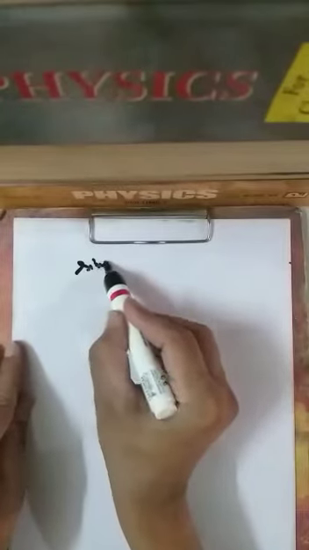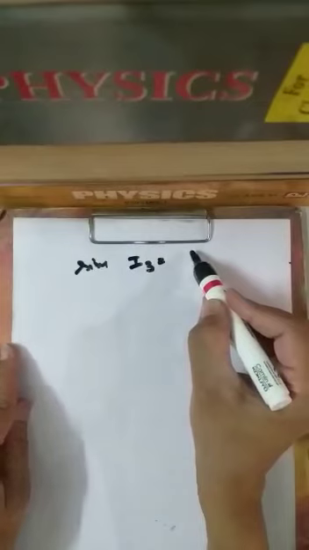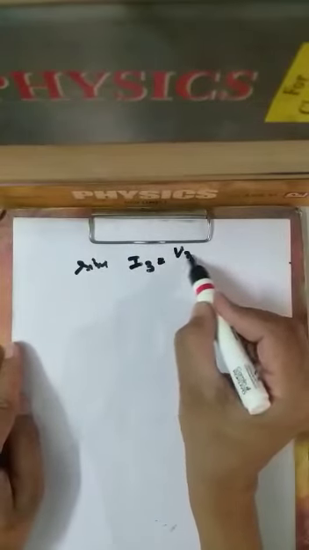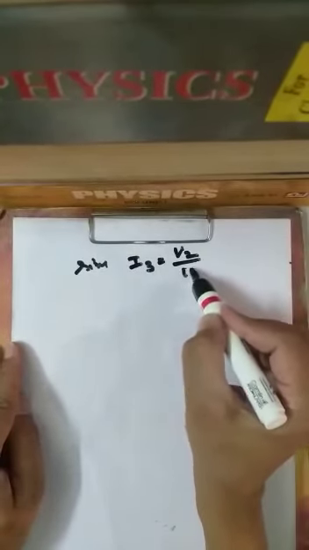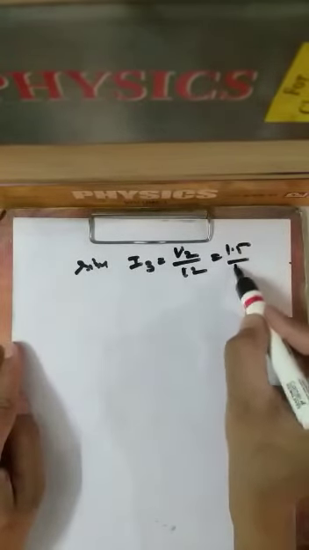Similarly, I3 is equal to V2 upon the resistance, 12, is equal to 1.5 upon 12.